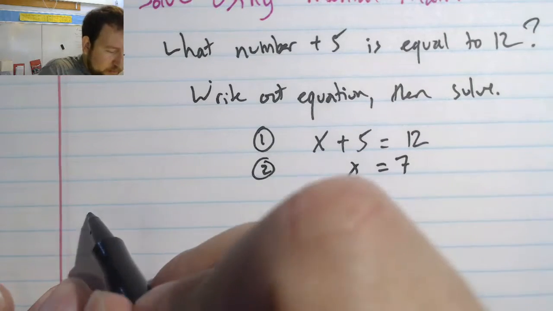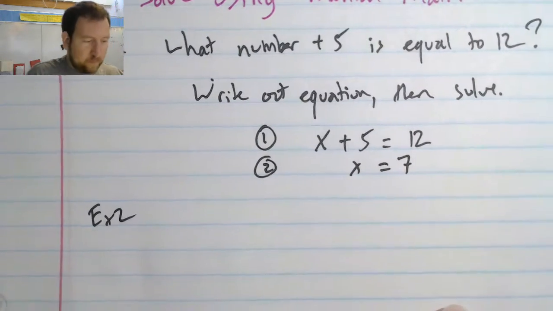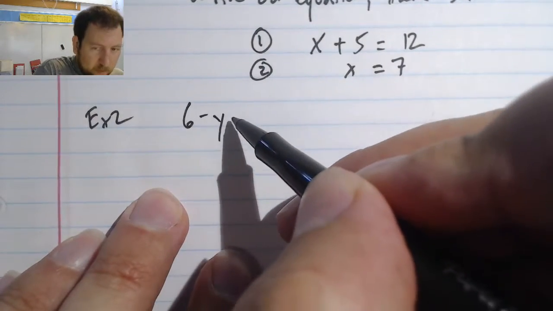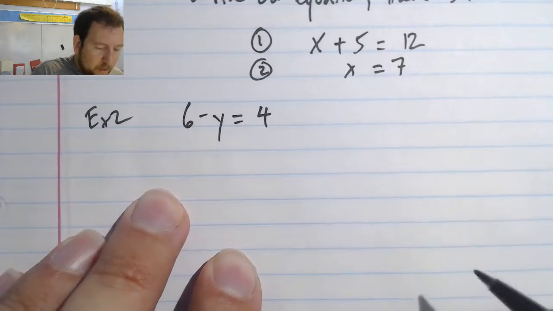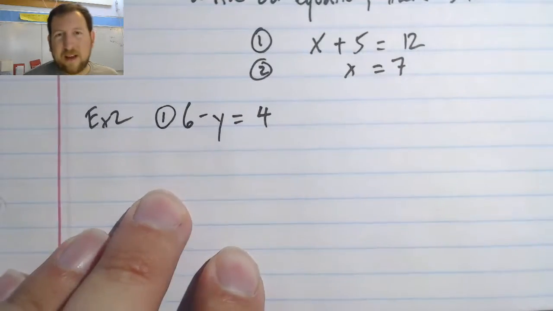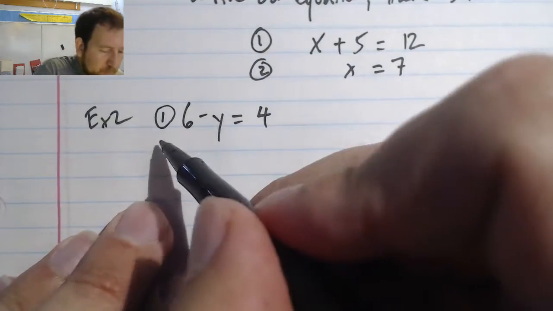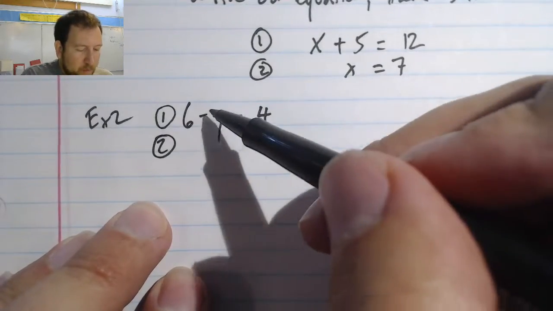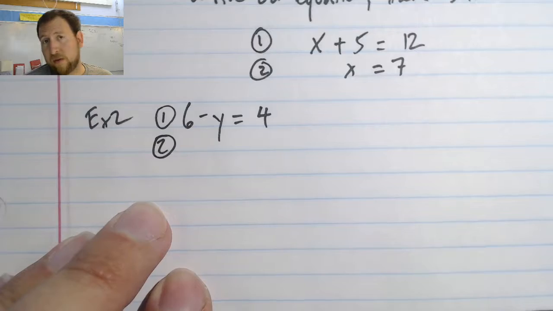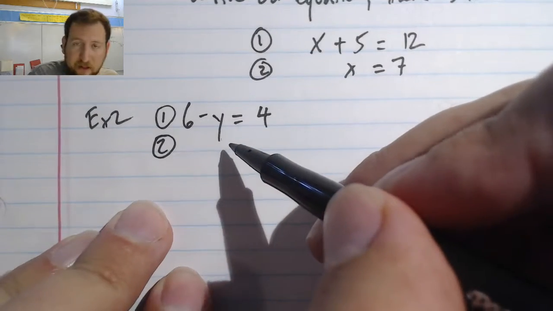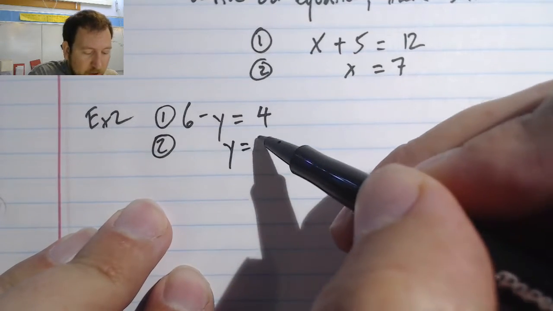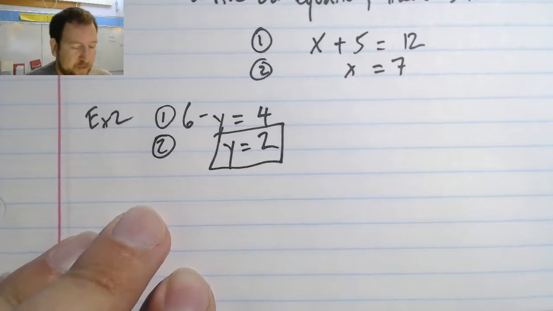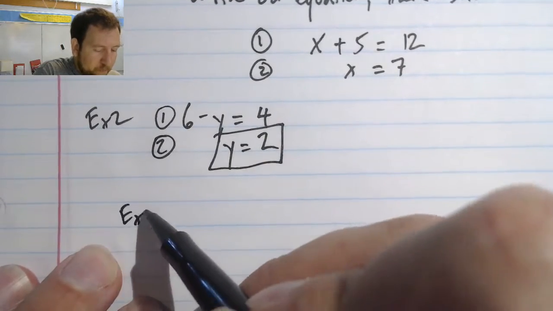Okay, let's take a look at this. Example 2. 6 minus y equals 4. That would be my first step, I wrote out my equation. My step 2 is I say, okay, 6 minus y is 4. Well, 6 minus 2 is equal to 4. So I can say with confidence that y is equal to 2 in this case. Not too bad.